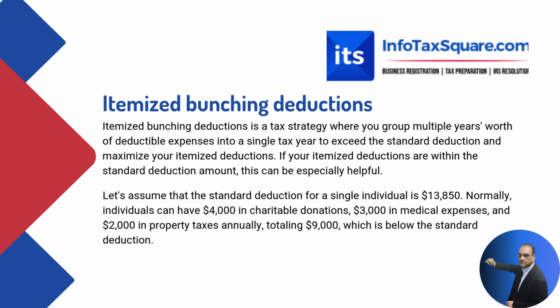If your itemized deductions are within the standard deduction amount, this can be especially helpful. Let me explain it with an example. Let's assume that the standard deduction for a single individual is $13,850. Normally, individuals can have $4,000 in charitable donations, $3,000 in medical expenses, and $2,000 in property taxes annually. Total $9,000, which is below the standard deduction.